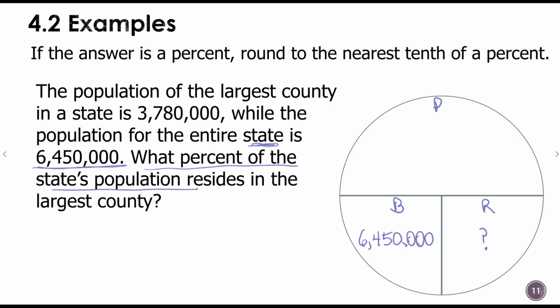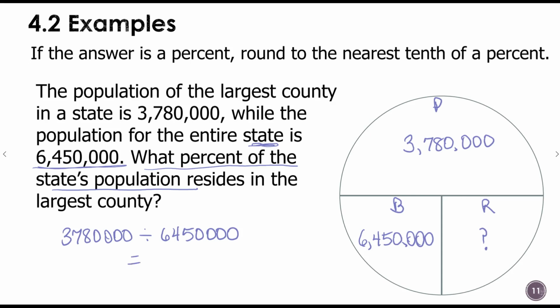And then our portion will be the 3,780,000, which is how many people reside in their largest county. Now, to find our rate then, we divide the 3,780,000 by 6,450,000.